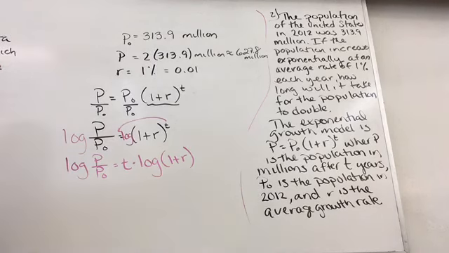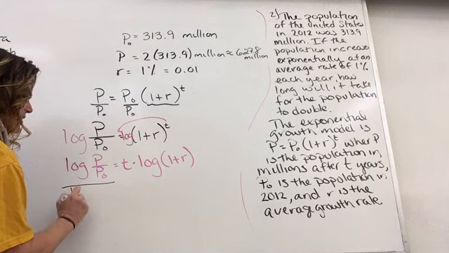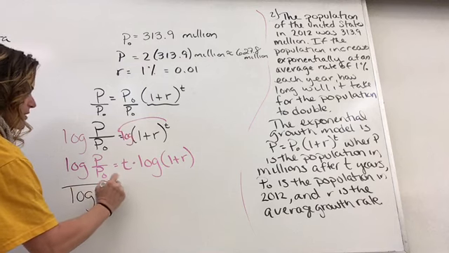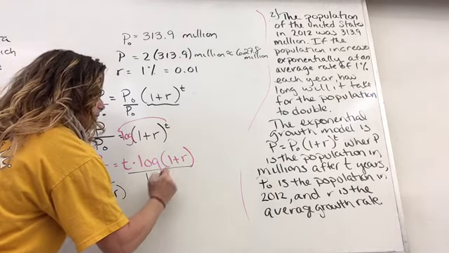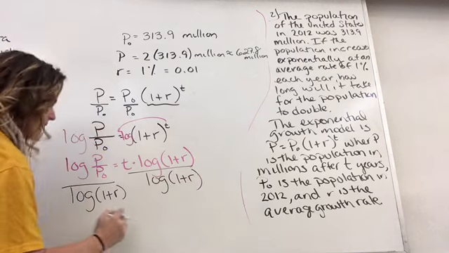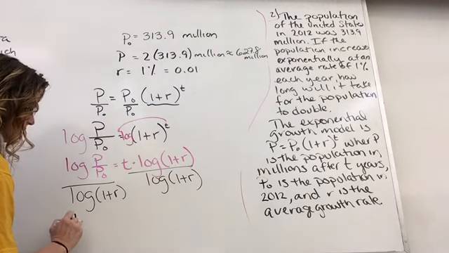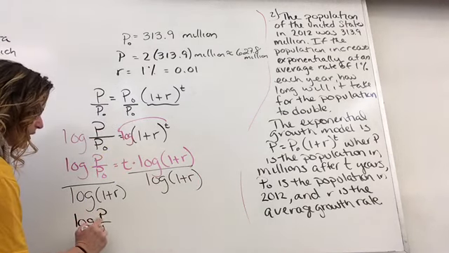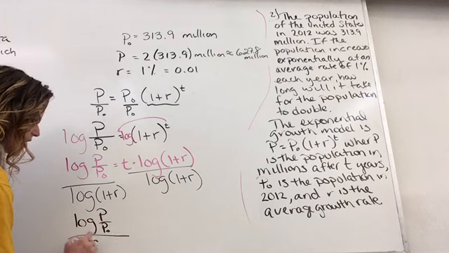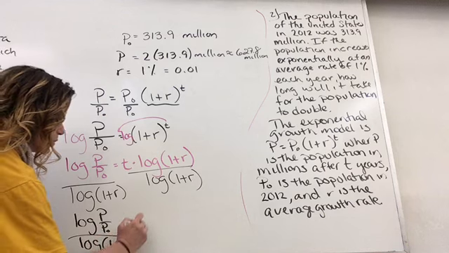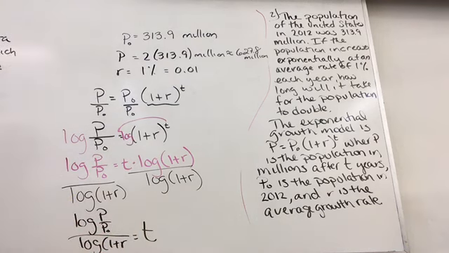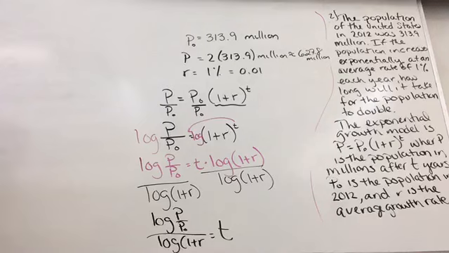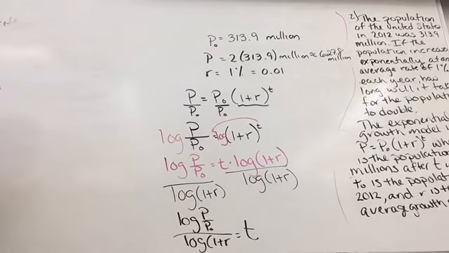Now, I want T by itself, so I'm simply going to divide both sides by the log of 1 plus R. And I have a working formula. It is the log of P over P sub naught divided by the log of 1 plus R equals T. So I've got T all by itself. Now I'm in a position to plug in my values and start to solve for how much time it will take for the population to double.